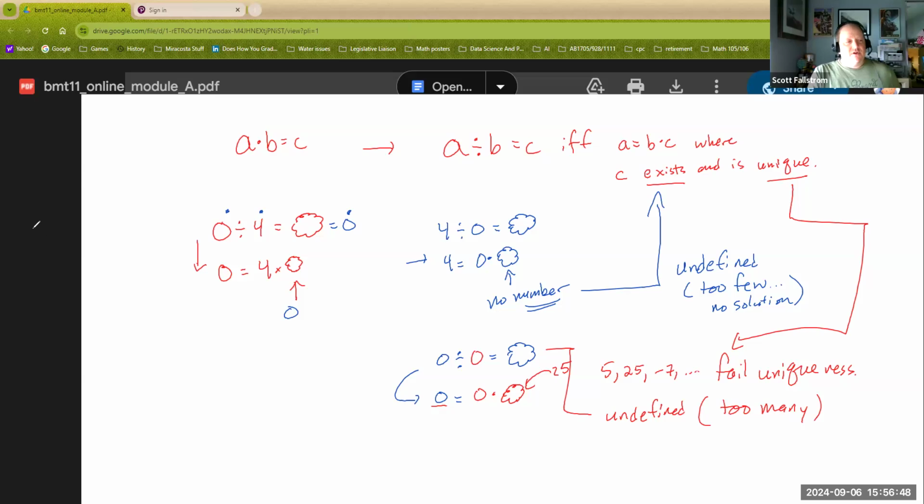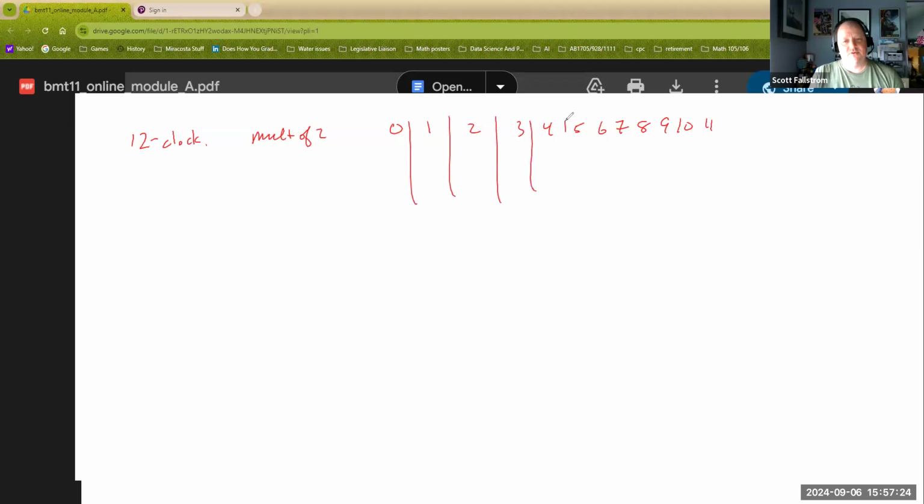Now, why is that important when we deal with clocks? When we deal with clocks, we will see that it's possible to have things that look good, but actually do not work out. And so if you go to a 12 clock, if you were multiplying, let's find multiples of 2. So we could have a 0, a 1, 2, 3, 4, 5, 6, 7, 8, 9, 10, and 11. So there's all the possible numbers that I'm going to multiply by.